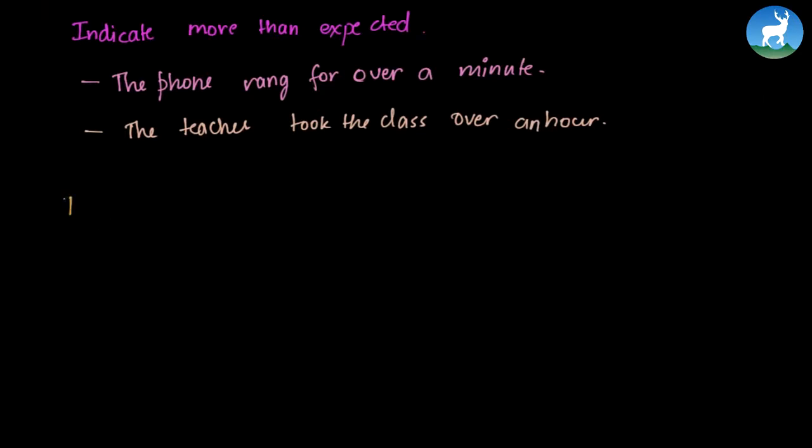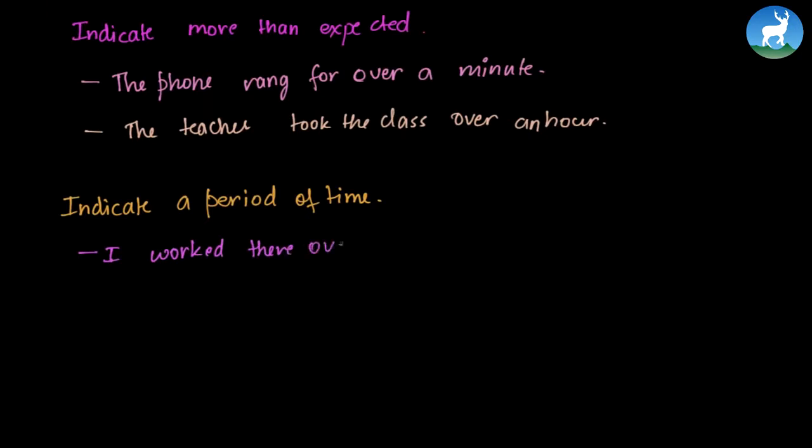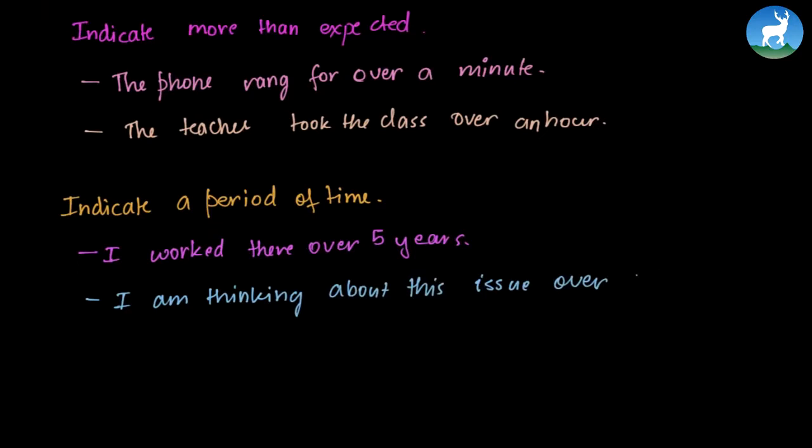Also, we use over to indicate a period of time. So we can say, I worked there over 5 years. Also, we can say, I am thinking about this issue over a month. That is, you're telling about a point of time, a period of time.